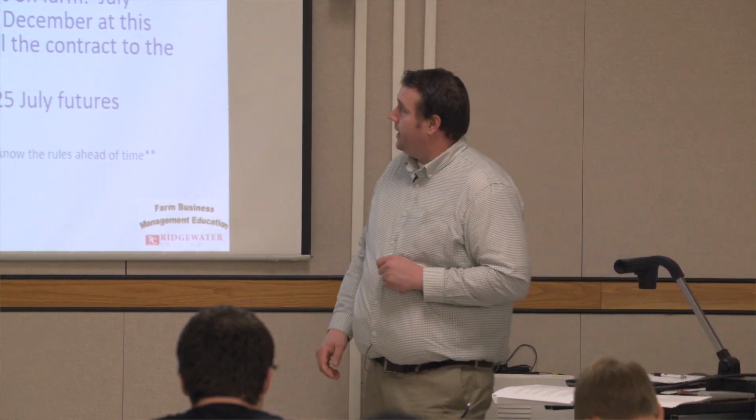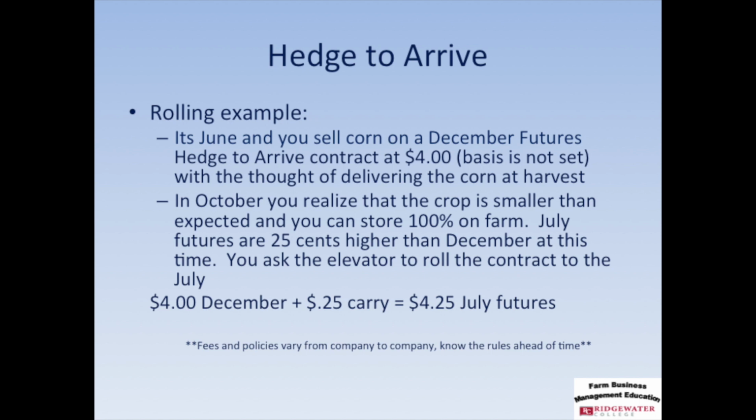So hypothetically, it's June, and we sell some corn on a December futures hedge to arrive contract at $4. We left our basis open. And our thought is we are going to haul that corn at harvest, and we'll just set the basis down the road. Well, once we stick the combine in the field, the yield monitor is less than optimistic on the crop, and we realize that we can now store 100% of this stuff on our farm.